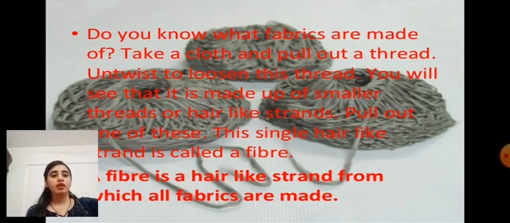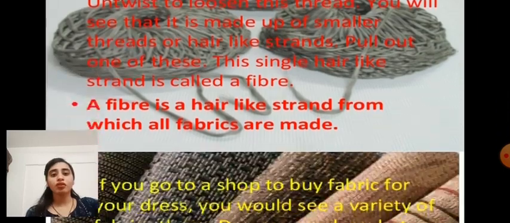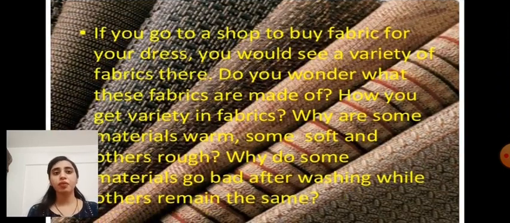Now when you go shopping, in any shop you see so many varieties in fabric. Some are cotton cloth, some are silk cloths. There are so many varieties. And you observe at your home also, when you wash any cloth material, it shrinks or some fade their colors also. So there are so many varieties of clothes.